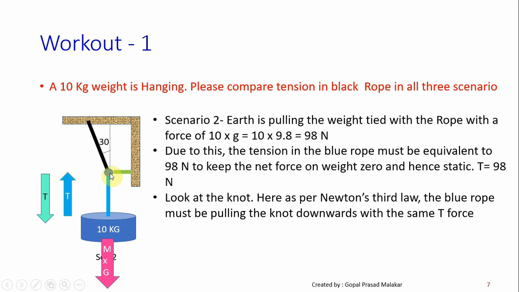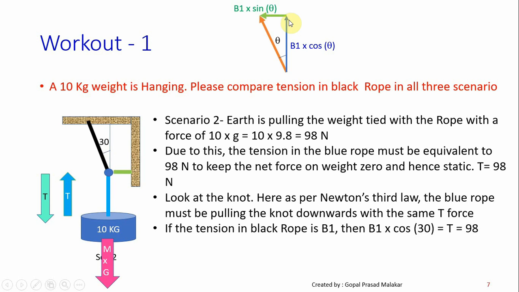But this knot is static, which means the tension in this cable, if it is B1, then B1 cos theta, if this angle is theta, the B1 cos theta has to be equivalent to this T. Whatever downward pull it is getting, that has to get cancelled. Only in that case it will remain static, right? And similarly, you can say that B1 into sine theta component will be equivalent to the tension in this green rope. Only in that case this knot is static.